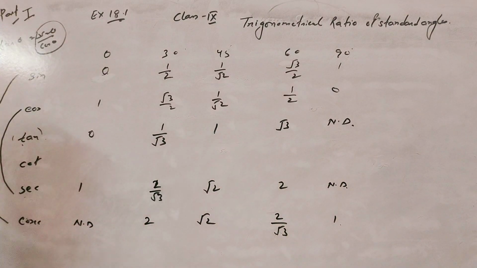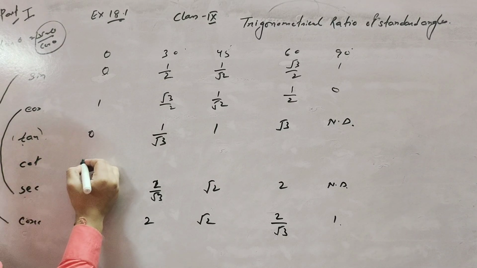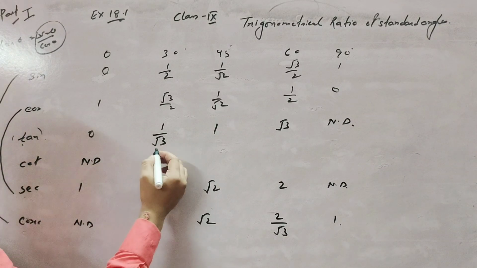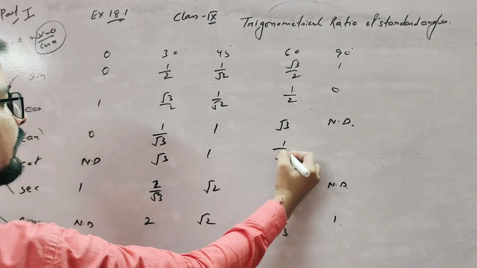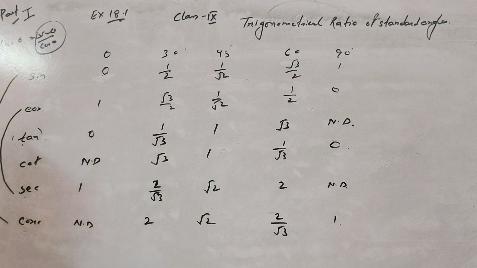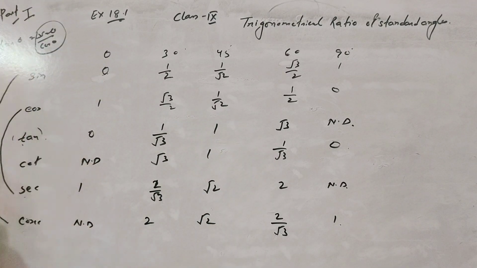Okay, and we know the reciprocal relation between tan and cot. So 0 reciprocated is not defined. You just reverse it, 1 by root 3 becomes root 3, and here it is 0. So these are all the 6 thetas' values from 0 to 90 degree.